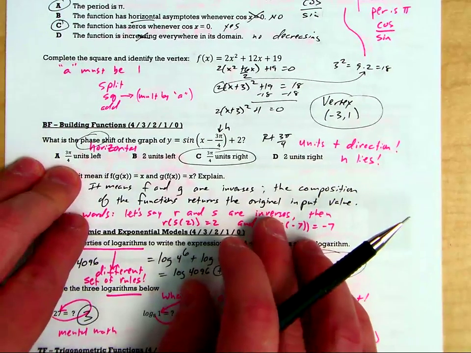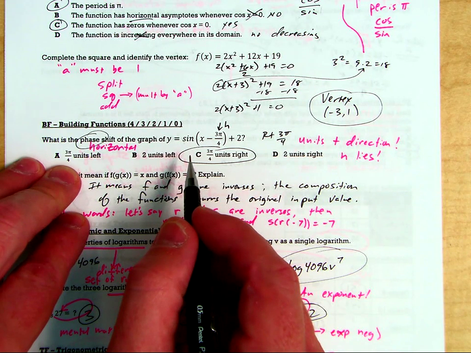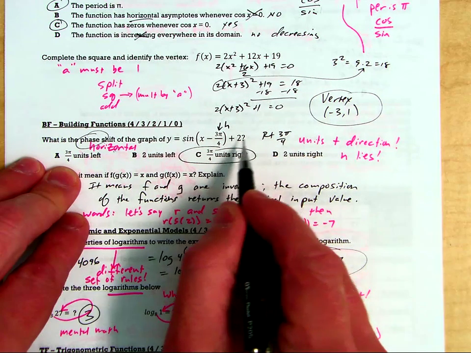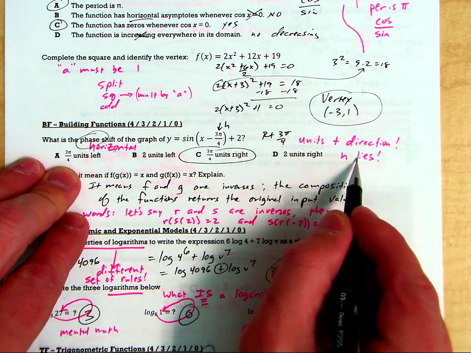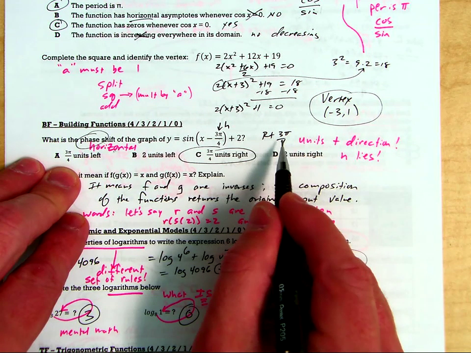This one, you've seen this problem on every test since Topic 6, the stats unit, and this test. The phase shift is just the horizontal shift. So it's where H is. You had to give me units and direction. Right, 3 pi over 4.